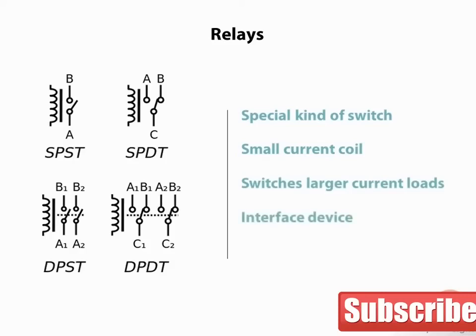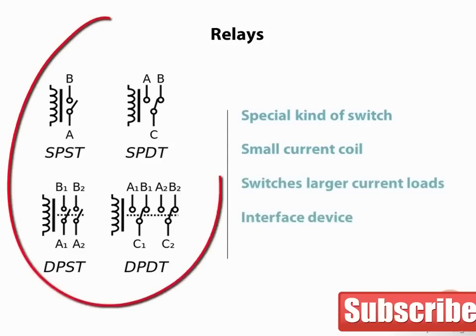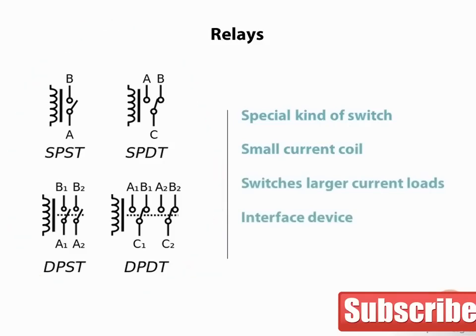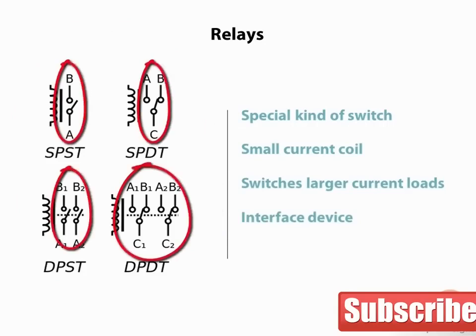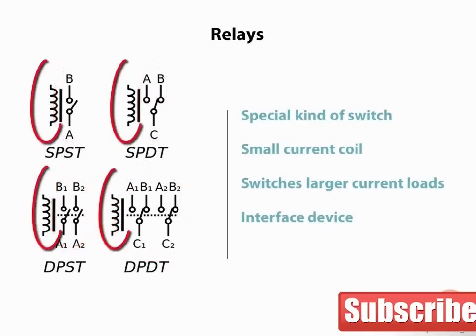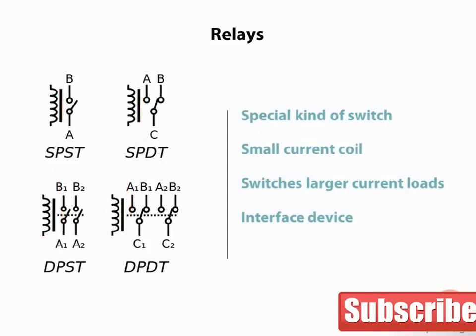The relay is most often an interface device. We can use our small current electronic circuits to switch larger current real-world devices. Here are some schematic diagrams of some electromechanical relays. Note that the switch portions look exactly like our normal switch configurations, only the switches are actuated by the coil. When selecting relays, you will need to consider that the coil voltage is compatible with your electronic circuit, and also that the current and voltage rating of the contacts of the switches can handle the load you are switching.